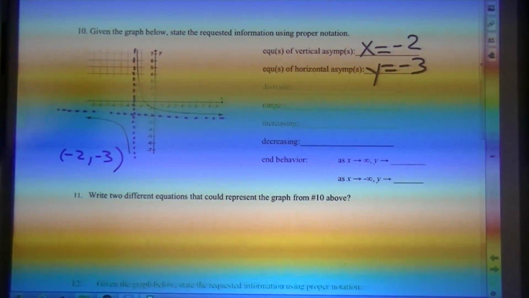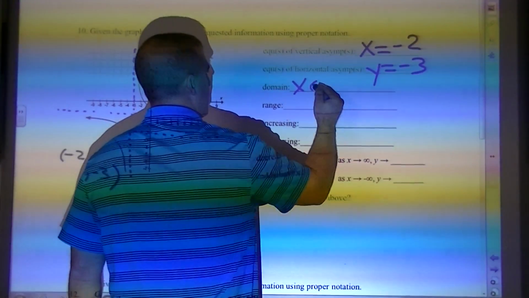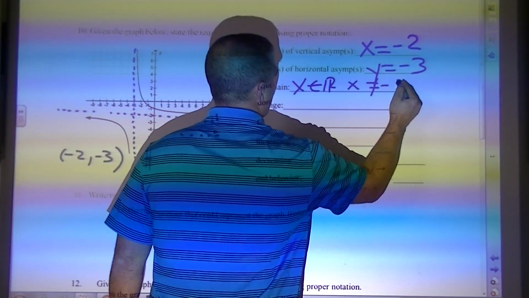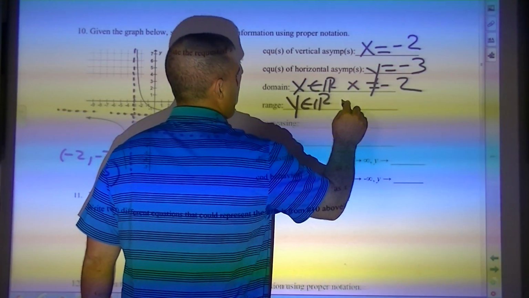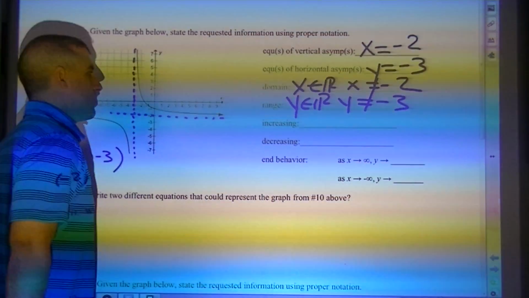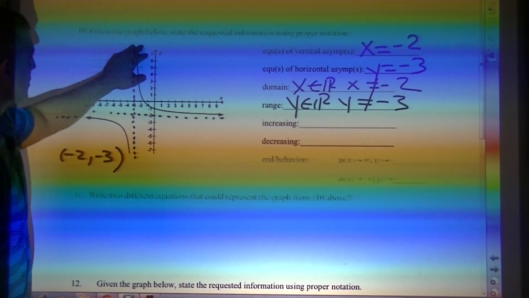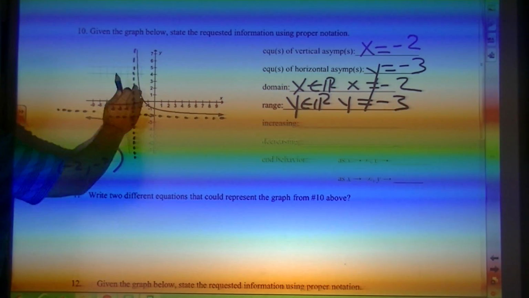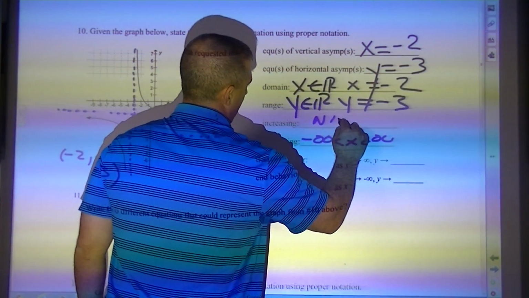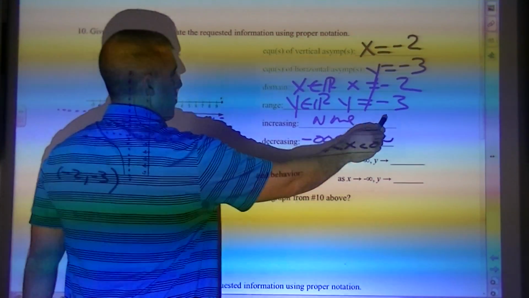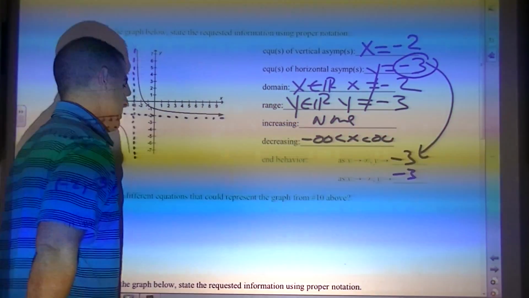The domain. Since they're in diagonals, the domain is going to be all real numbers, but x can't equal negative 2. The range, y is an element of all real numbers such that y can't equal negative 3. Okay, it's good for all those. Increasing, decreasing. When the graph looks like that, if you were to trace it, that's decrease, decrease. So it's decreasing the whole way. This is none. Once again, to answer these questions, whatever this is, that's going to be your answer, for both of those.